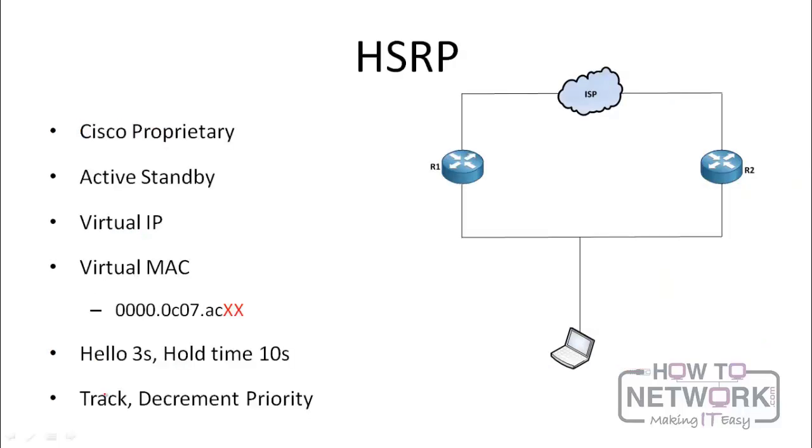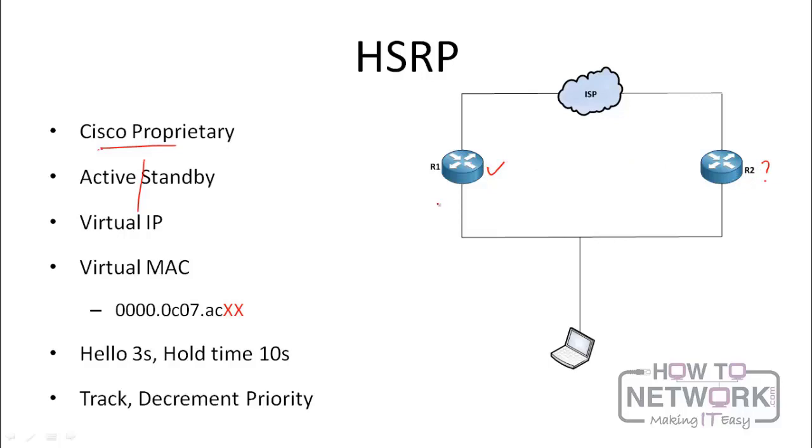So what is HSRP? HSRP stands for Hot Standby Router Protocol. It's a Cisco proprietary protocol, meaning it can only work on Cisco devices. It's an active standby protocol in the sense that in HSRP, you can only have one active router at a time, and all the other routers will be standby. So whether it's a group of 2 or 5 routers, as long as they're using HSRP, only one of them can be active at the same time in the same group. So for instance, if router 1 is active here, then router 2 is going to be on standby, and until router 1 goes down, router 2 is not going to become active.